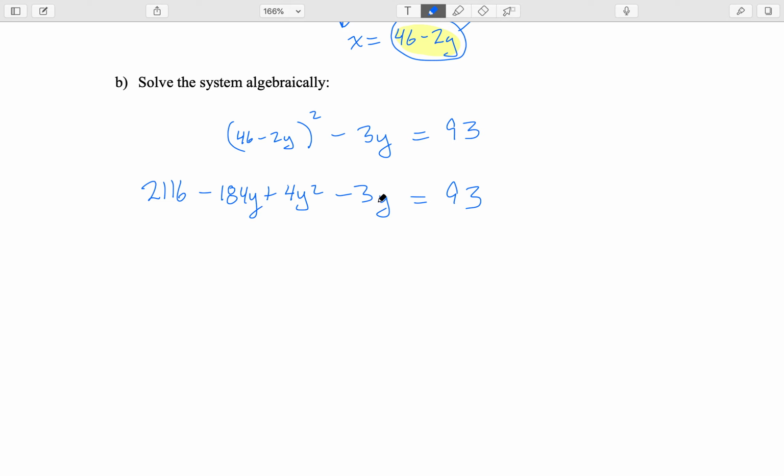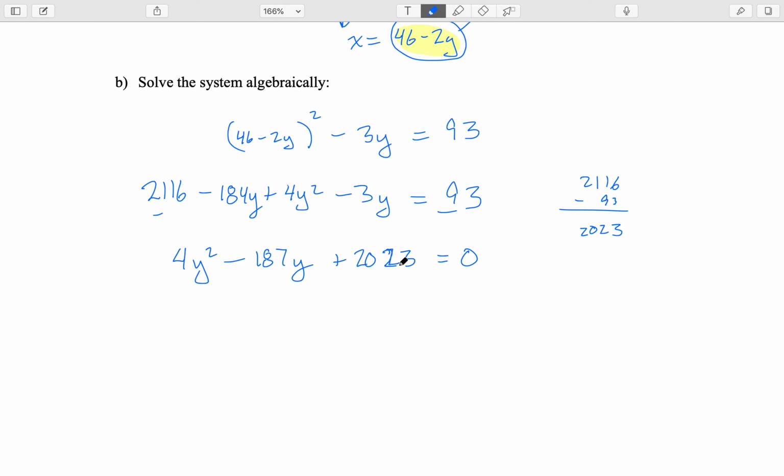But this is an equation. It's just in y. I can actually solve. Let's put this in order. 4y squared. How many y's? Minus 184 minus 3 is minus 187 y's. Yikes. 2116, take away 93, right? Because I'm going to subtract off 93 from both sides. 2023 is equal to 0.